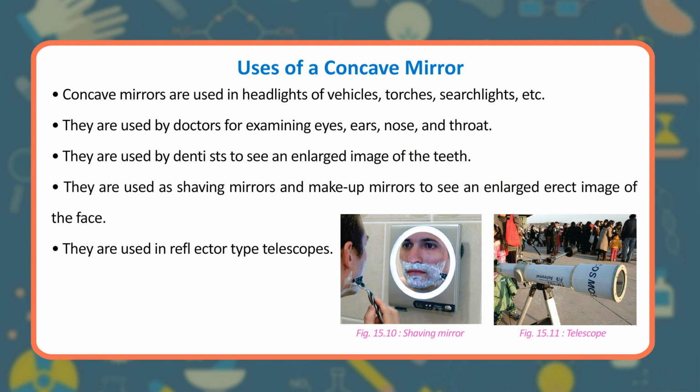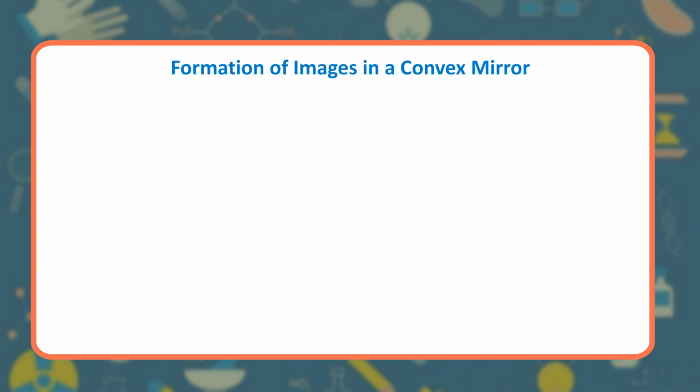Concave mirrors are used in headlights of vehicles, torches, searchlights, etc. They are used by doctors for examining eyes, ears, nose, and throat. They are used by dentists to see an enlarged image of the teeth. They are used as shaving mirrors and makeup mirrors to see an enlarged erect image of the face. They are used in reflector-type telescopes. Shaving mirror. Telescope.